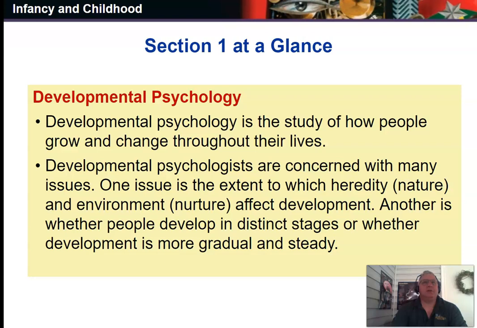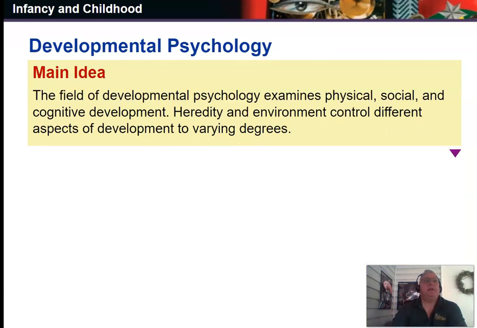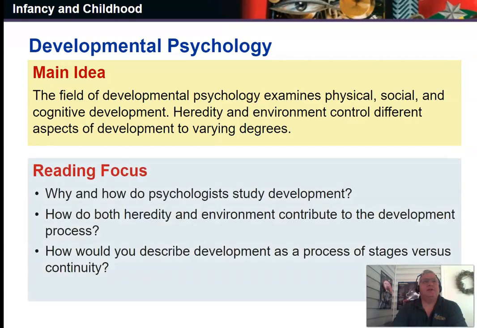Developmental psychologists are concerned with many issues. One issue is the extent to which heredity, nature, and environment, nurture, affect development. Another is whether people develop in distinct stages or whether development is more gradual and steady. The main idea of this section is the field of developmental psychology examines physical, social, and cognitive development. Heredity and environment control different aspects of development to varying degrees.